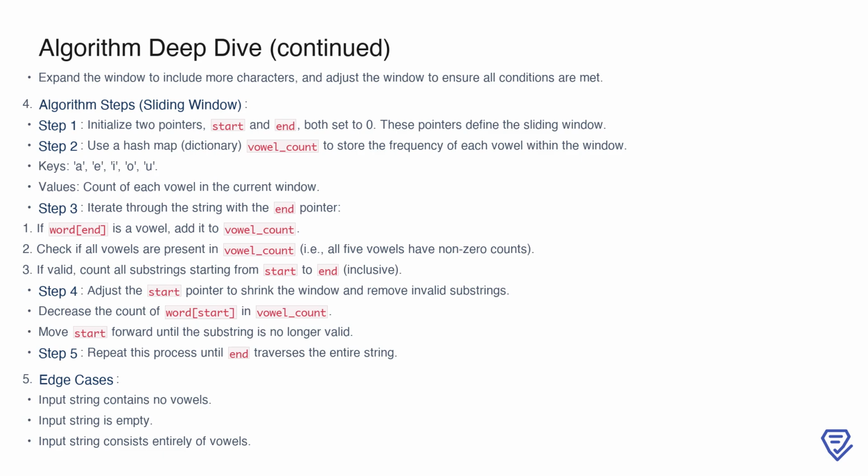Next, we move the start pointer to shrink the window and remove invalid substrings by decrementing the count of the character at start in the frequency map. If a vowel's count reaches 0, it's removed from the map. This process is repeated until end traverses the entire string, ensuring that we efficiently count all valid substrings. Additionally, edge cases such as strings with no vowels, empty strings, or strings made entirely of vowels are carefully handled.